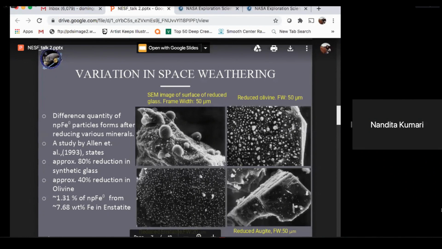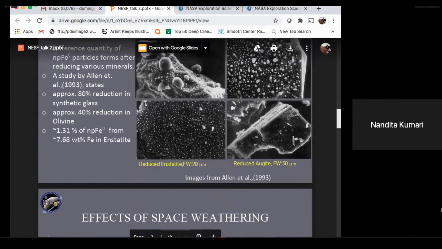For instance, in synthetic glass, around 80% of the original iron in the mineral structure got reduced to nanophase iron particles. It was 40% in the case of olivine, and it was even less in the case of enstatite, and further reducing to a lot less in augite. So the red globules that you see on the surface are those nanophase metallic iron particles, and you can see them decreasing with the decrease in iron content of the mineral. Next slide, please.